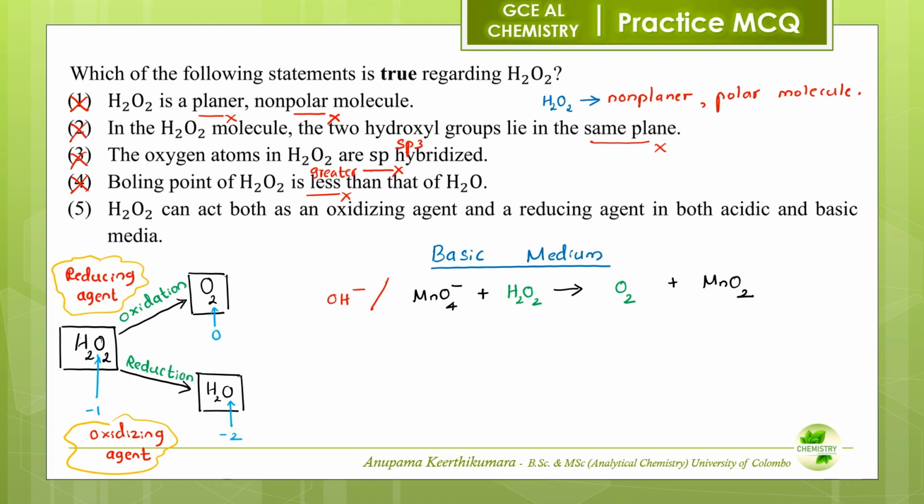In basic medium, hydrogen peroxide reacts with permanganate ions and converts to oxygen and manganese dioxide. During this reaction, hydrogen peroxide oxidizes to oxygen and permanganate ions reduce to manganese dioxide. Therefore, hydrogen peroxide acts as a reducing agent.